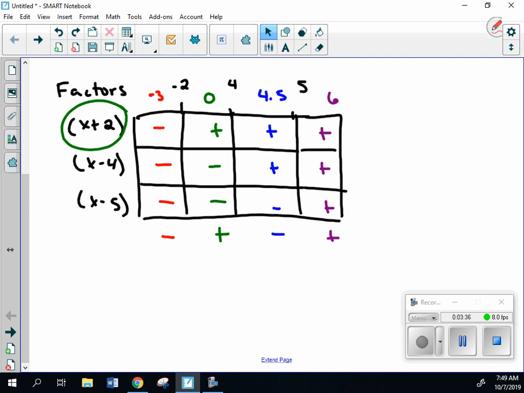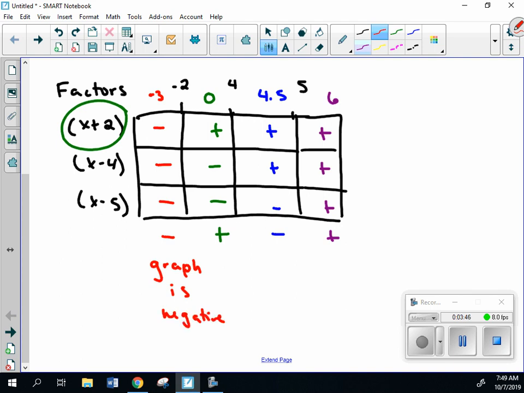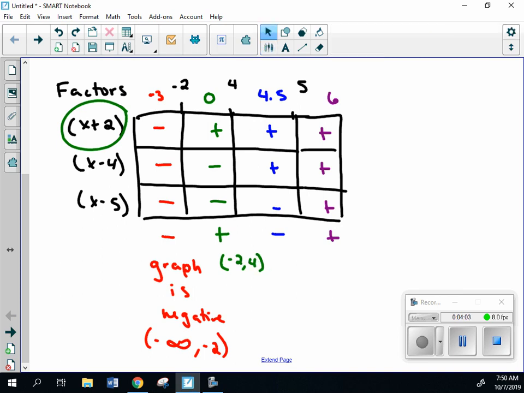Here's what this means. My graph is negative from negative infinity, as I start to write an 8, sorry, to -2. My graph is also going to be positive from -2 to 4, because I'm using my factors and figuring out based on these signs at the end where my graph is supposed to be, above the x-axis or below the x-axis. So my graph is going to be negative from 4 to 5, and then positive from 5 to infinity.